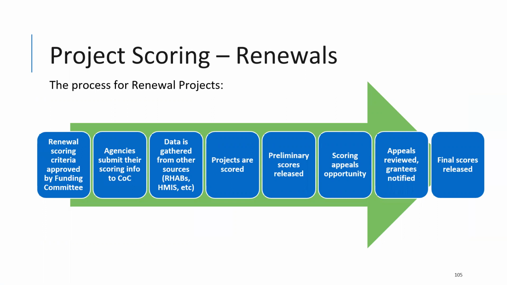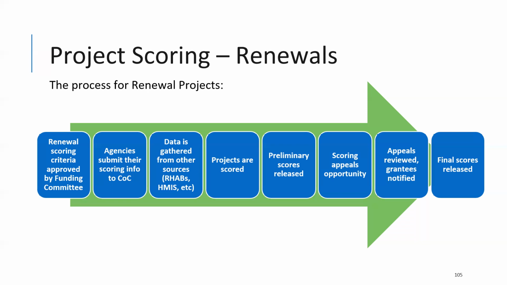The preliminary scores are released. There is an appeals opportunity. So if grantees disagree with their score, or there's an extenuating circumstance they want to be reviewed by the funding committee, they can submit an appeal. The appeals are reviewed by the funding committee, and then grantees are notified of the result of the appeal, and then final scores are released.